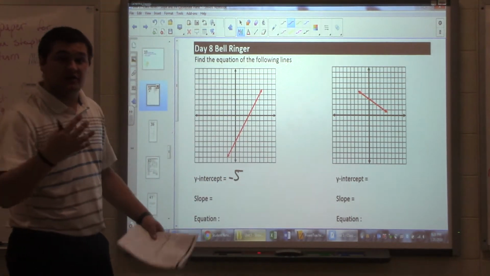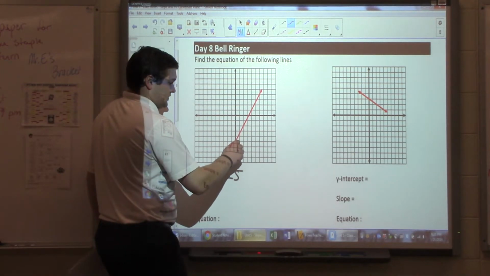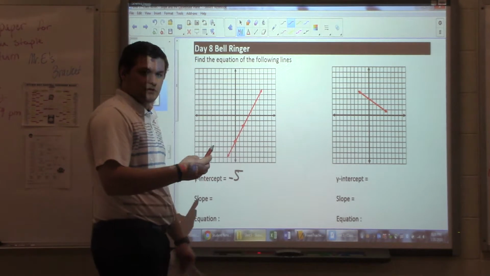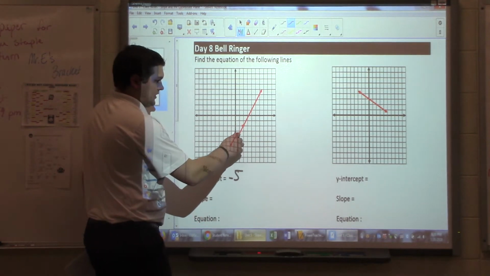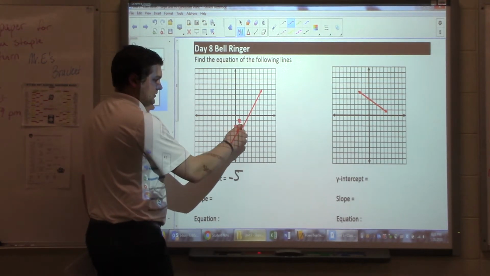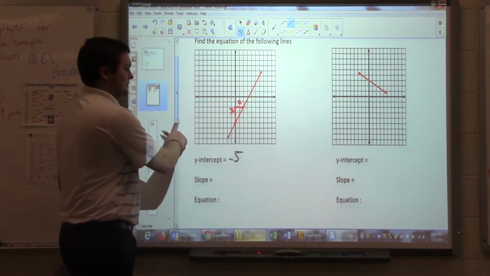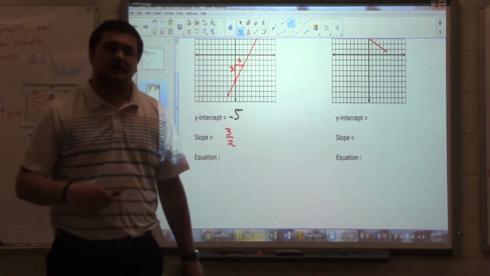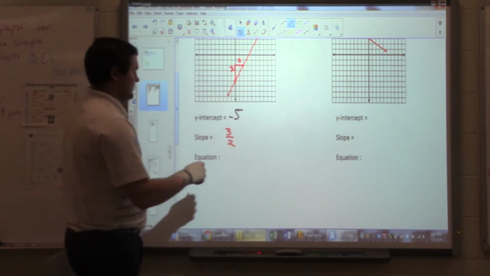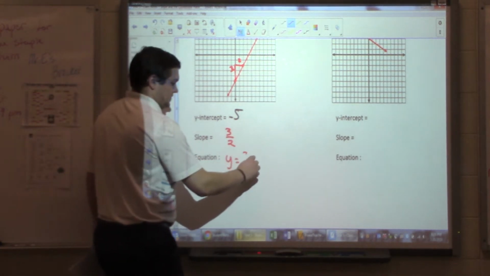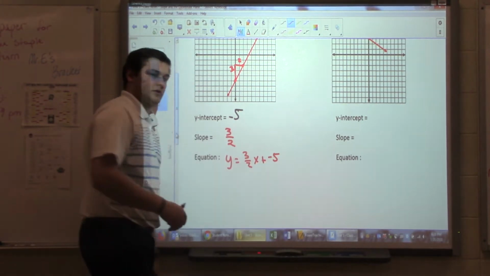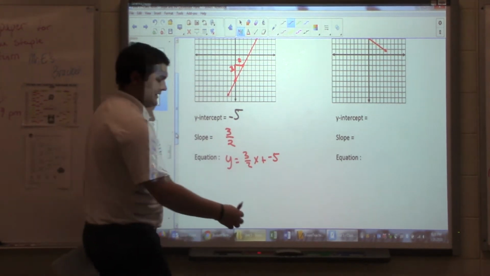So, slope, pick any 2 points. Usually take the y-intercept and any other nice point. Find the slope, rise over run. Up 1, 2, 3, to the right 2. So, my slope's going to be positive 3/2. So then, plug them in for m and b. Y equals 3/2 x plus -5, or we should write it as -5.